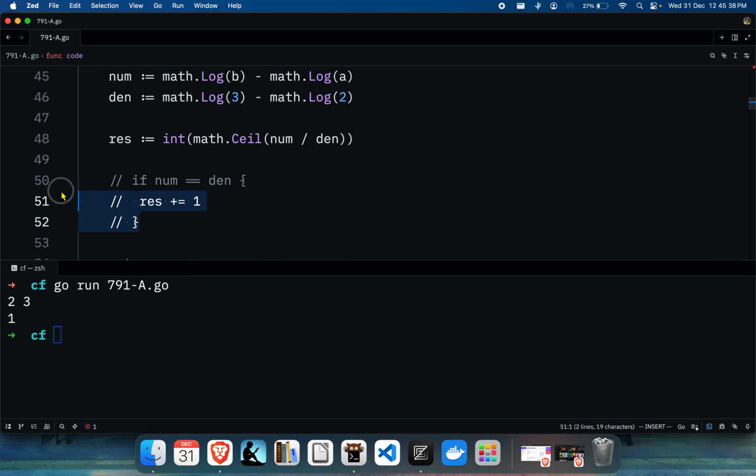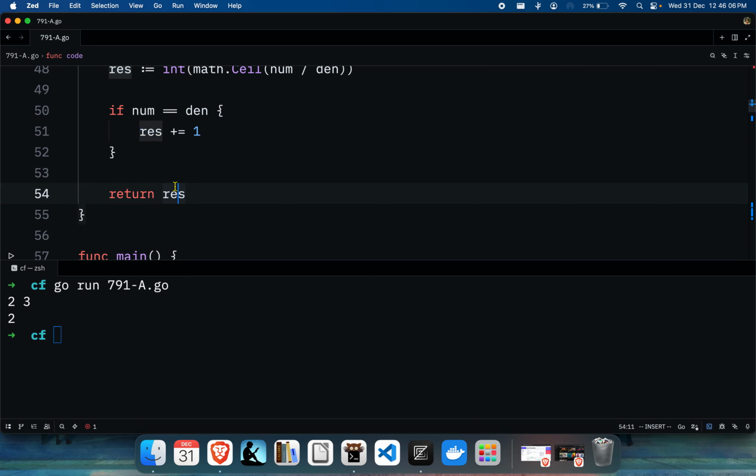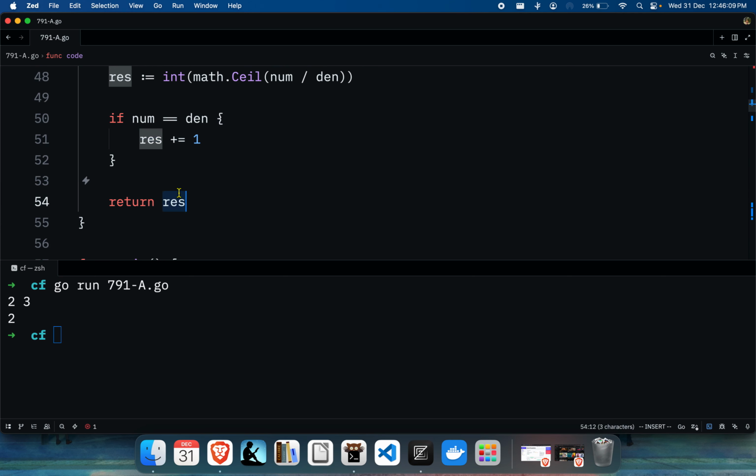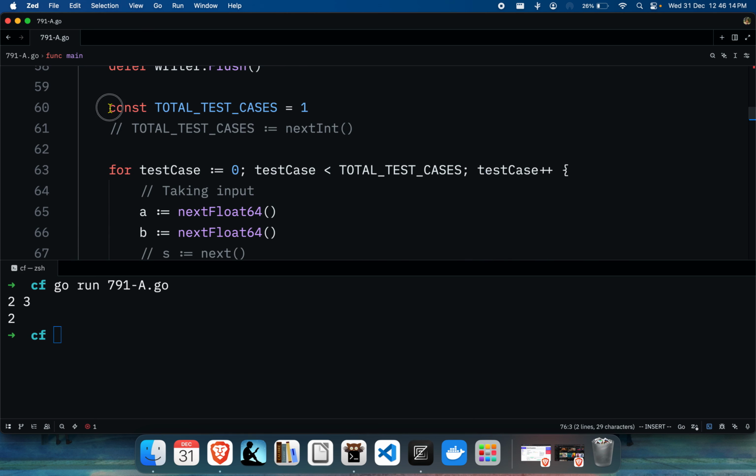So if you're getting such cases, we can tackle it with an equal-to sign. So for 2 and 3, we get 2 years, because we can understand that we are still equal, but I don't want it to be equal, I want it to be greater. That means I want to add 1, because the result is an integer. Ultimately I got a result, I return it and I print it. There are no further test cases, so total test cases are only 1.